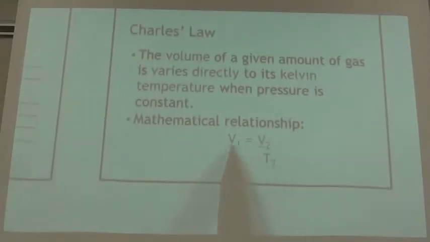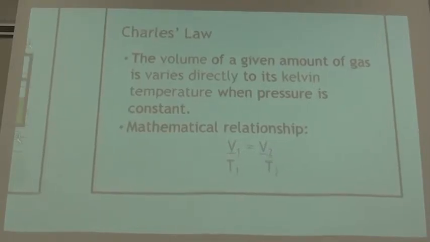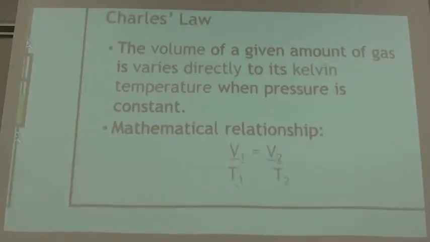What do the variables that have a 1 near them mean? Those are the initials. That's what you're starting out with. So the first volume and the first temperature, you change one of these and the other one responds, yes? Okay. Can somebody tell me why you have to use Kelvin temperature?